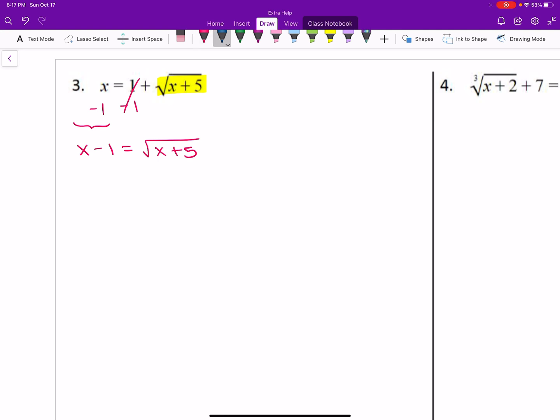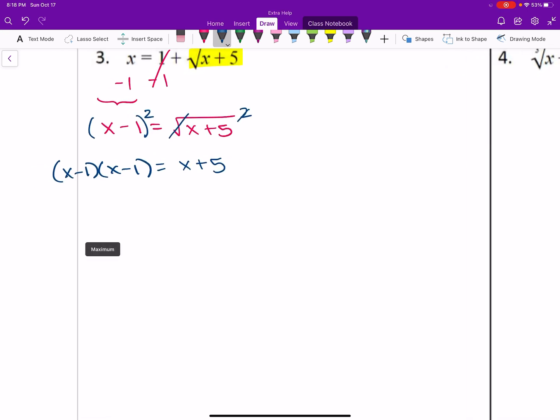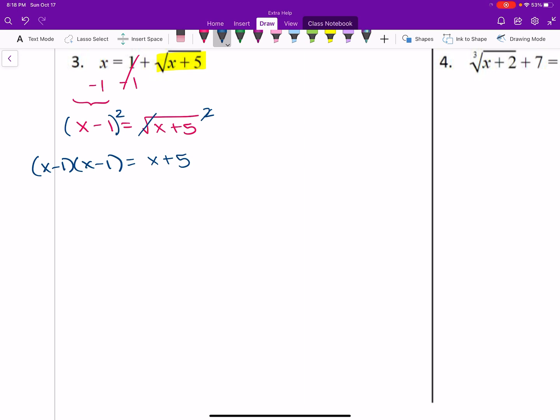Step 2 was to square both sides. We're squaring the radical so that they cancel, and we're left with just the x plus 5. But now here, you are squaring the entire x minus 1. So remember before I said when the negative 3 was squared, it meant that we did negative 3 times negative 3. When this x minus 1 is squared, it means we are doing x minus 1 times x minus 1. From there, we're going to have to double distribute.